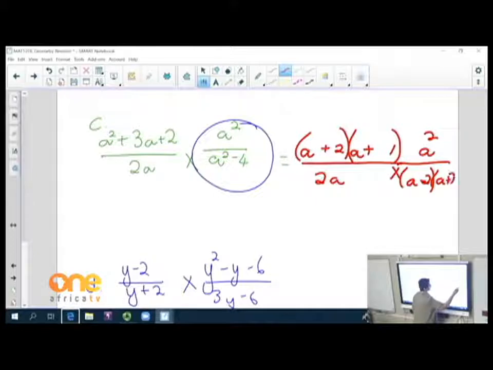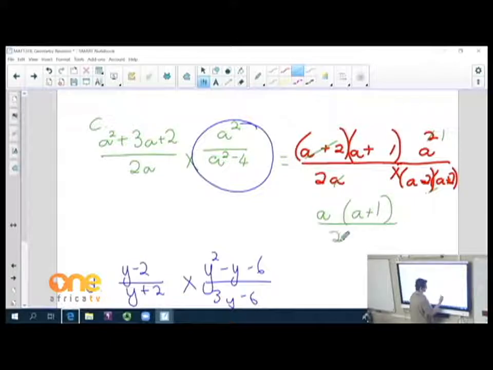The difference between squares. We can cancel. That one cancels out. a plus 2. This a, one of them here will cancel out. So it's a, 1. So this one will be a plus 1 over the 2 there, a minus 2. There's our solution.